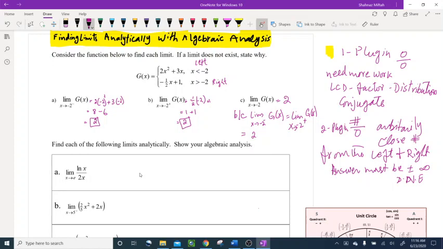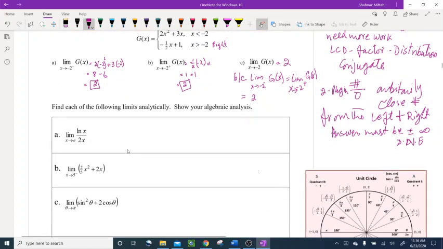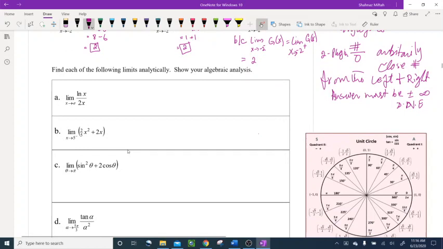Let's try find each of the following limits analytically, show your algebraic analysis. So again, the first thing first, direct substitution. So I'm going to direct substitute e, limit x approaches e of ln x over 2x. So ln e over 2e. Now, ln e is always equal to 1, okay? So you can write down your important information up here. It says ln e is always equal to 1. So ln e is 1, so it's going to turn 1 over 2e.